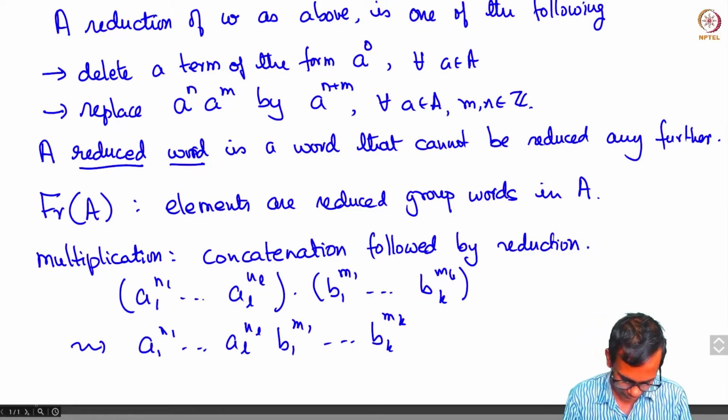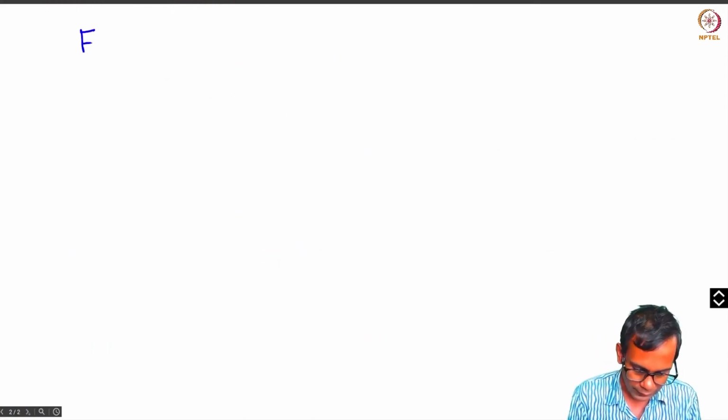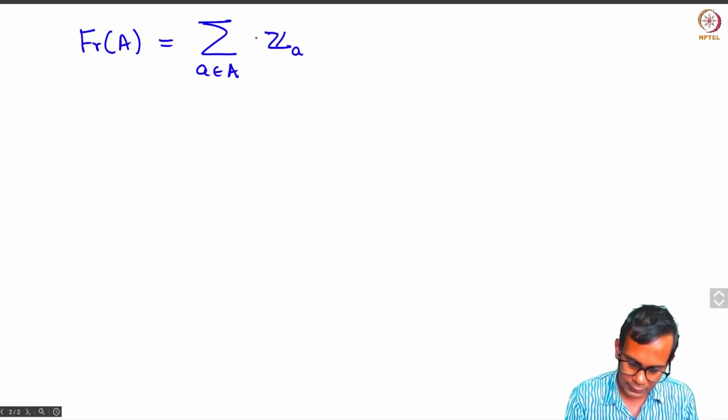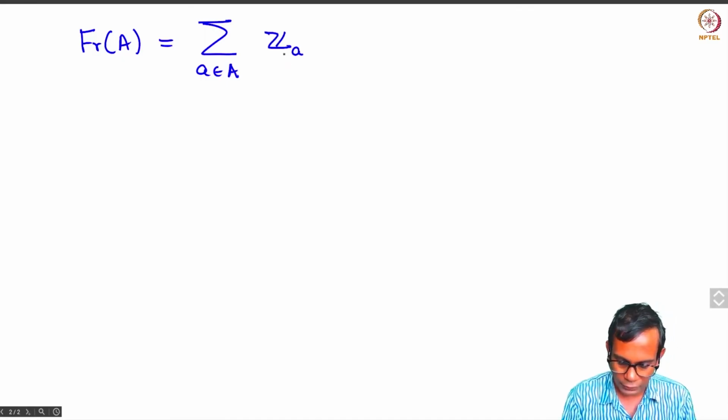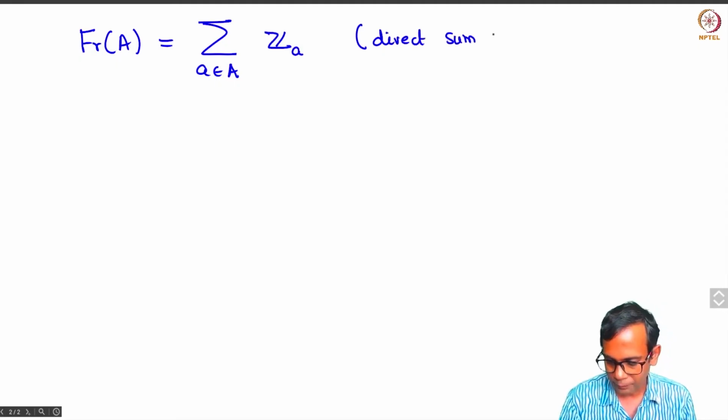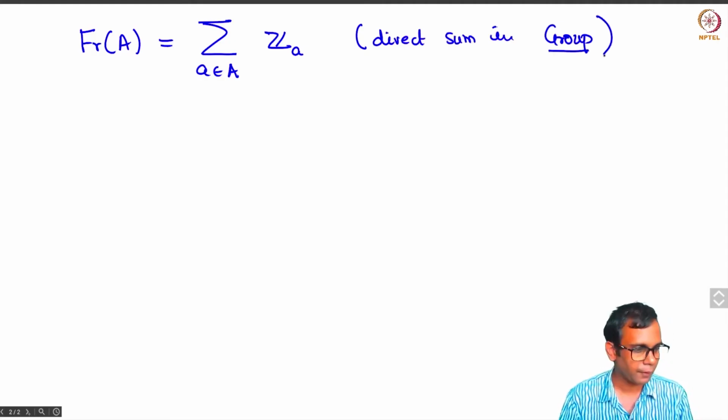So it turns out that the free group on A is actually the direct sum over A in A of Z. So this is just integers, one copy for each A. This is a direct sum in the category of groups. How does this work?